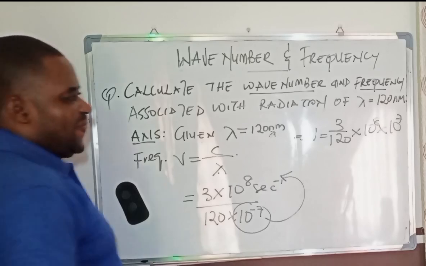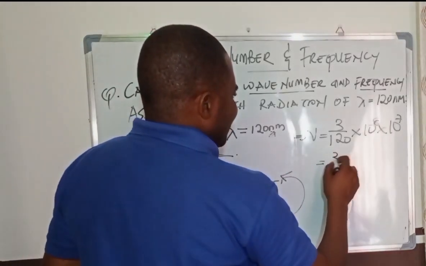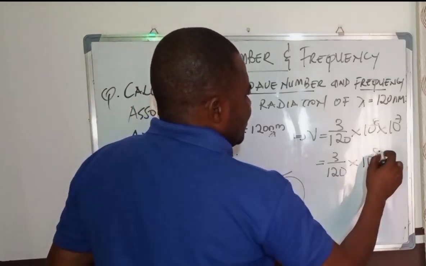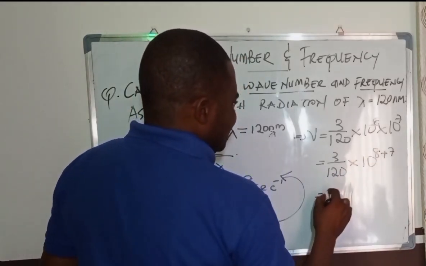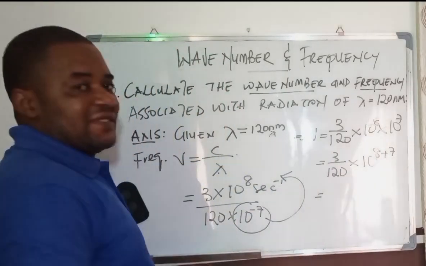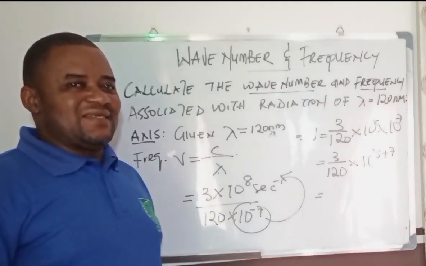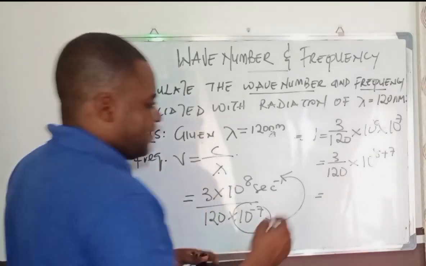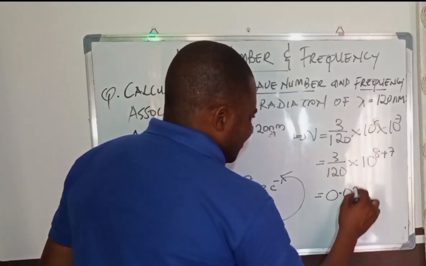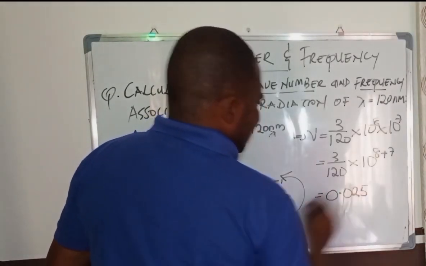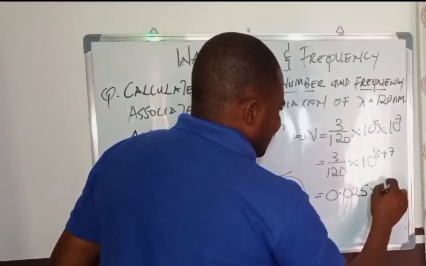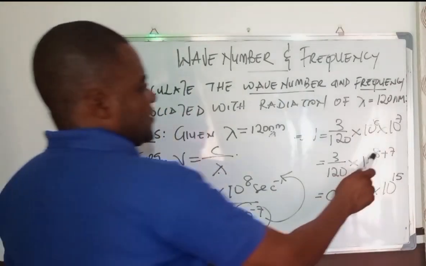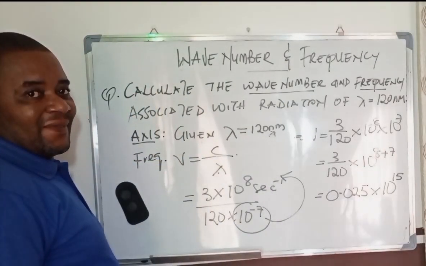Now, if that is true, this is the same thing as saying 3 over 120 times 10 raised to power 8 plus 7. And this will give us 3 divided by 120. Pick your calculator now and do that. If you say 3 divided by 120, what do you think you will have? You're going to have 0.025, times 10 raised to power 15, because 8 plus 7 is 15.